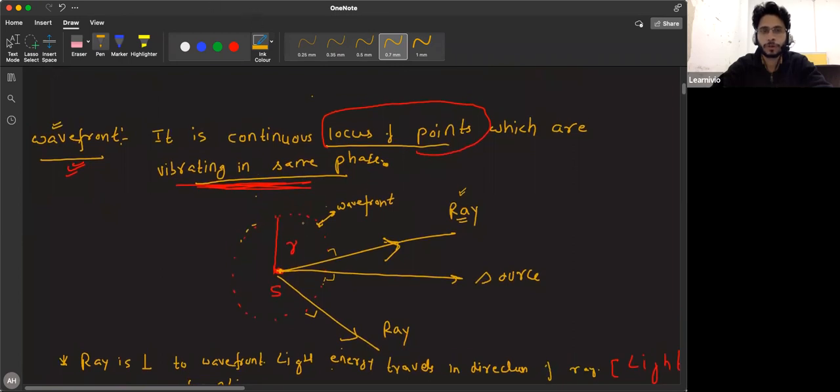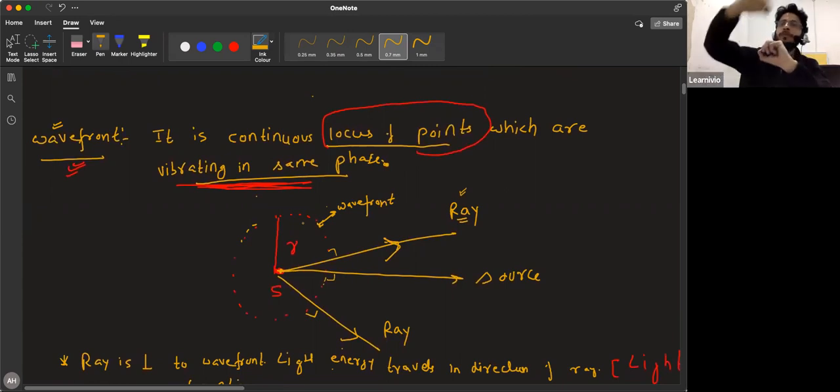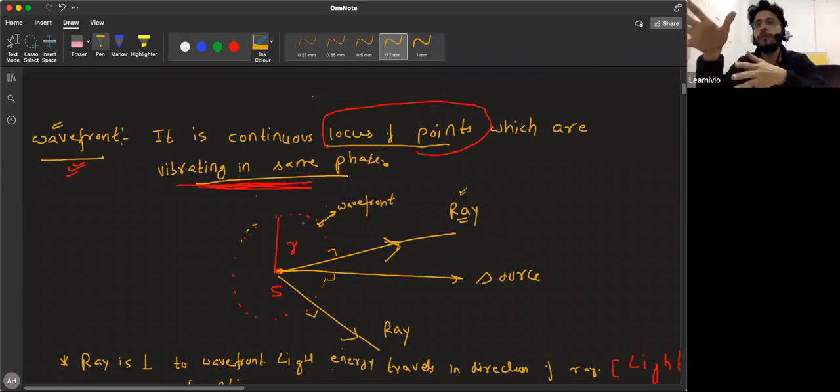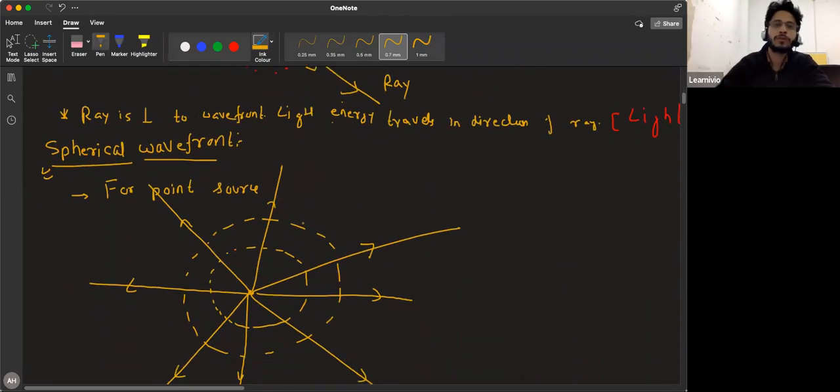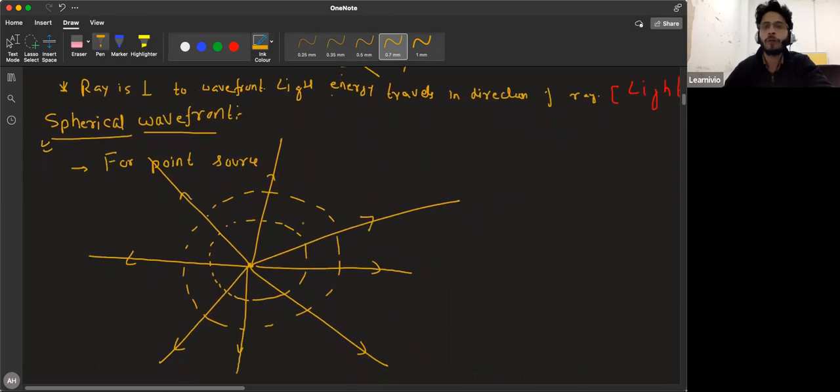Yes, sir. It's okay. The next is the type of wavefront, the shape of the wavefront basically. Depending upon the shape of the source, your wavefront can have many shapes. Like if you take your source to be a point source, and you take all points at the same separation from the point source and join those points, then you will get a shape like a sphere. So for a point source, you have a spherical wavefront.